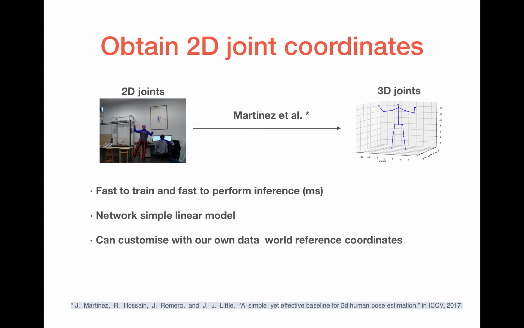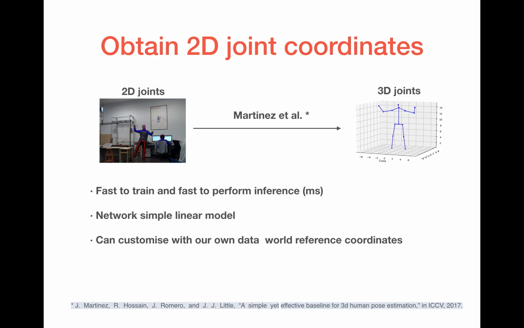Once we have the 2D joints, we want another network that transfers our 2D joints to the 3D joints. This network is very simple, which also makes it very fast and simple to train. The advantage of this is that we can customize our own data. So basically we can retrieve the 3D coordinates in the whole coordinate system, which is already an advantage for Blender.